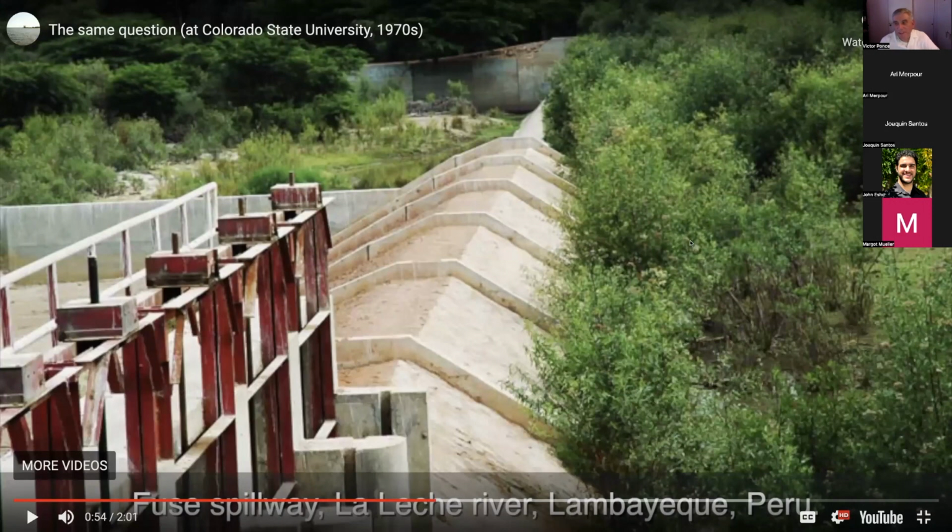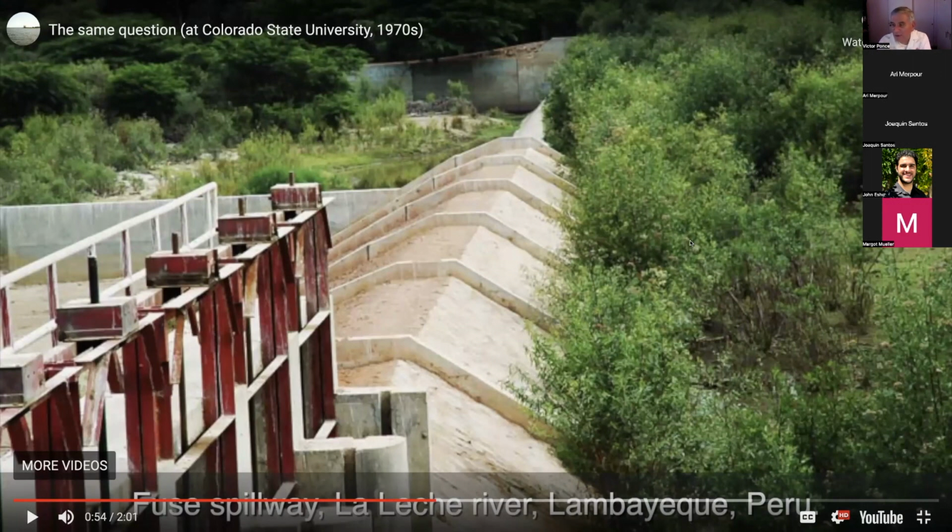Let me interrupt this because at this point I'm showing something very important. This is a fuse plug spillway in the La Leche River in Lambayeque, Peru. I had a project back in 2008, 2009, going to northern Peru for 2 years.